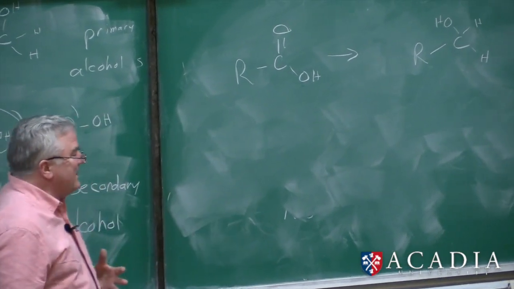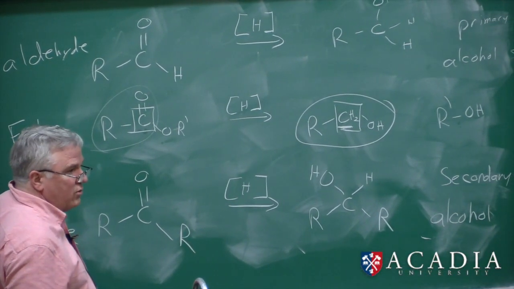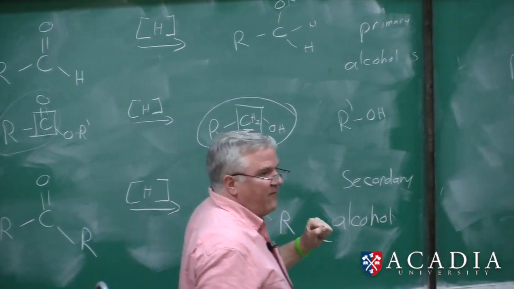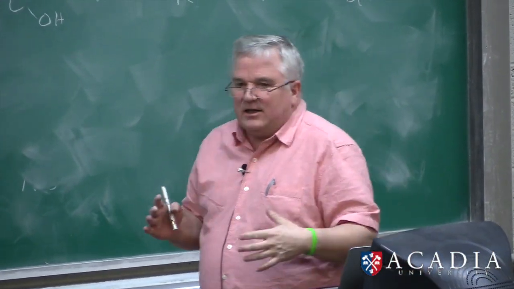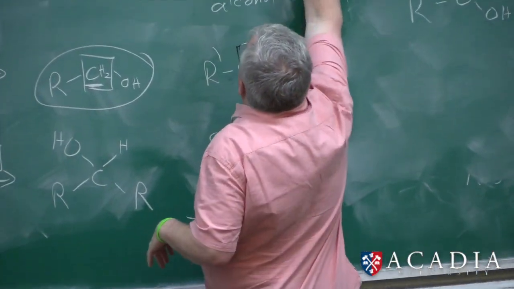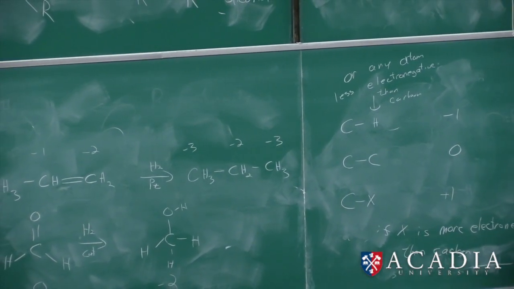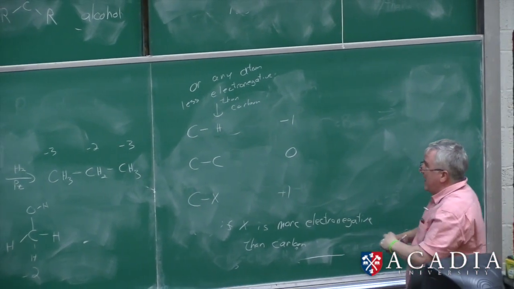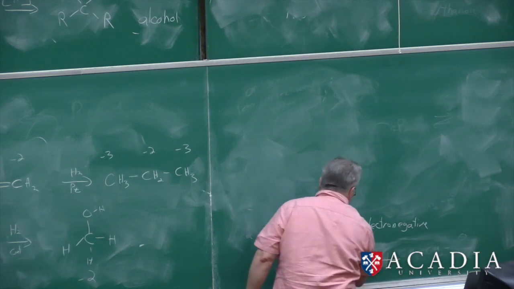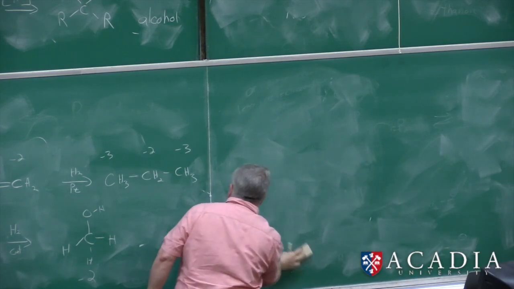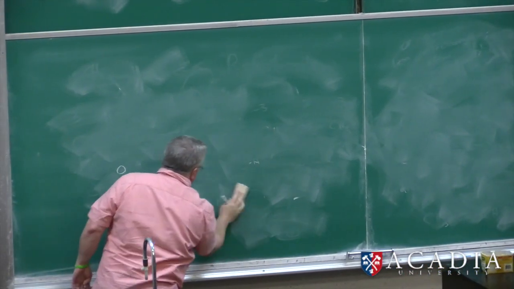So, as it turns out, aldehydes are relatively easy to reduce, and so are ketones. Esters and carboxylic acids are tougher to reduce. They require tougher conditions. So, I'm going to talk a little bit about a couple of reducing agents that we can use. One that we use a lot, but you guys won't use in the lab, is something called lithium aluminum hydride.